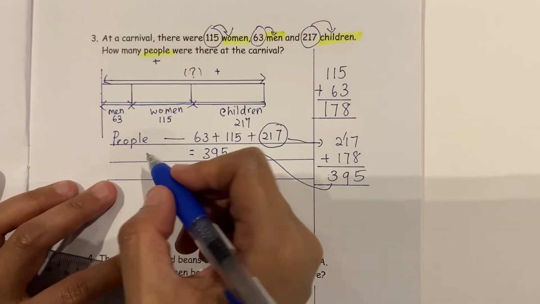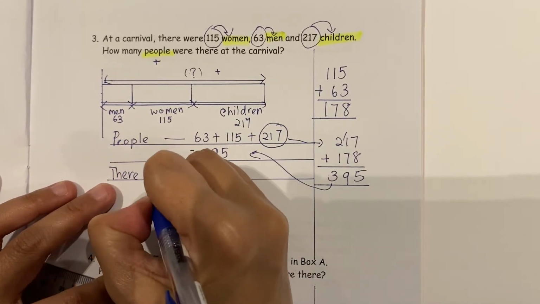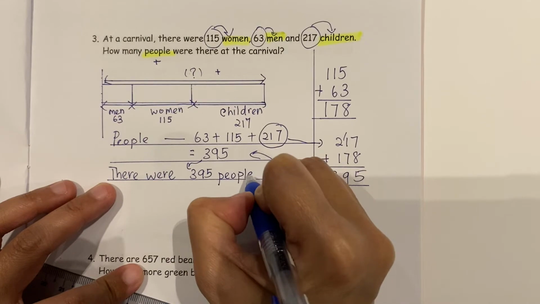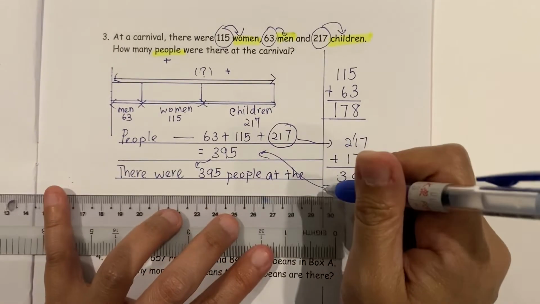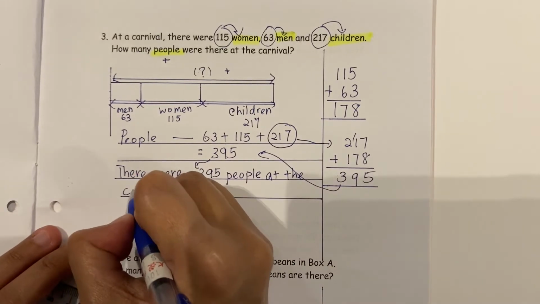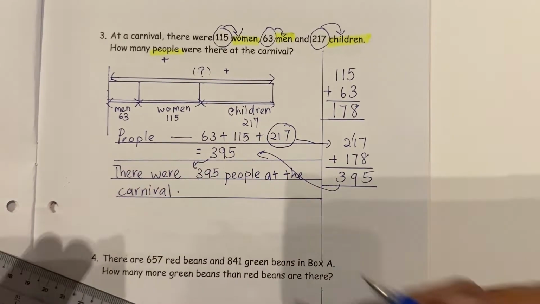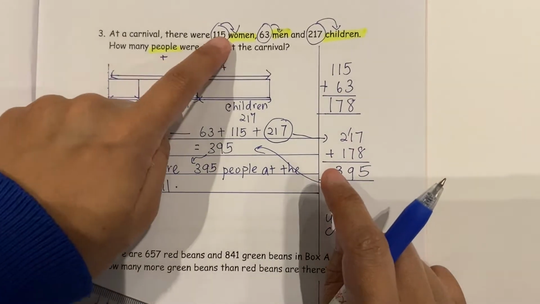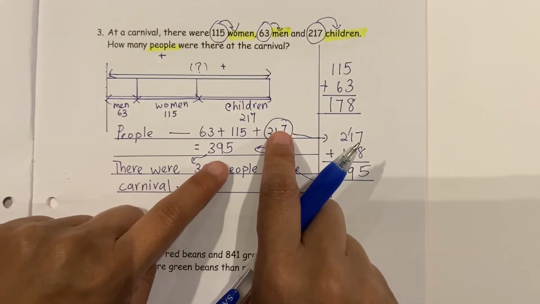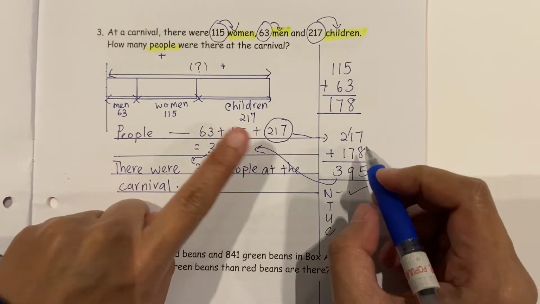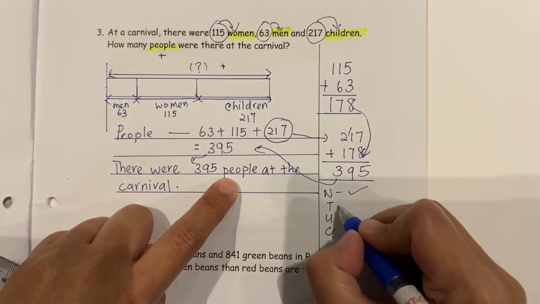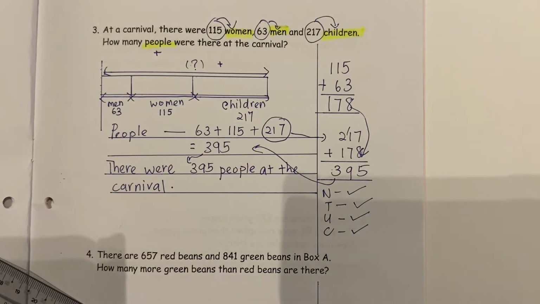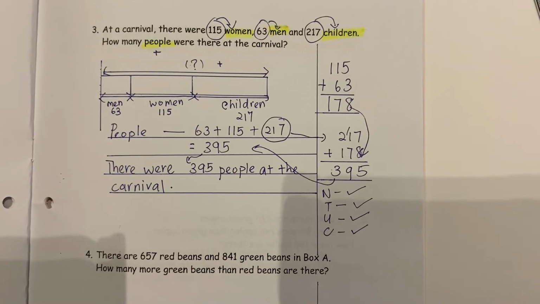So how many people were there? There were, bring this down, 395 people at the, not enough line, draw another one, carnival, full stop, right? Then I write the numbers, 115, 63, 217, so that's my number. Number is correct. Transferred down is also correct. My unit is people, is there, and I check my work. All done. Okay, so that's question 3.